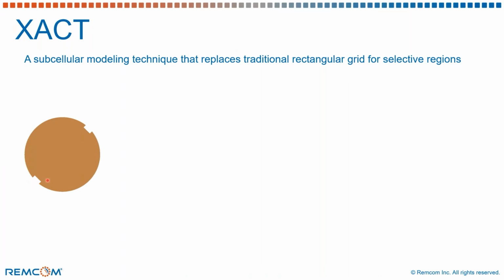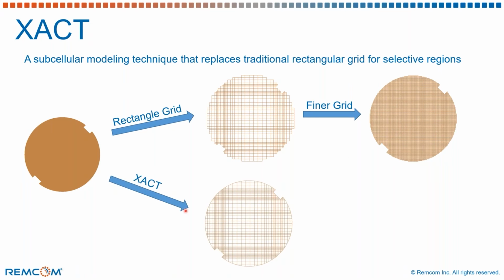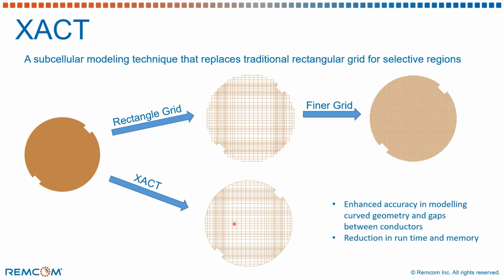To demonstrate this, I have a circular patch with slots in this case. If a rectangular grid was used to discretize this geometry, this would give us a staircasing effect around the edges, not modeling it accurately. To avoid this, we might have to resort to a finer grid, which would take the memory up and also reduce the time step, which leads to an increase in runtime. To solve this, we have EXACT, which accurately models the curved structures using larger cell sizes, reducing the memory and runtime. This kind of feature can be highly beneficial when modeling very small gaps between different conductors, avoiding an electrical short between the two.